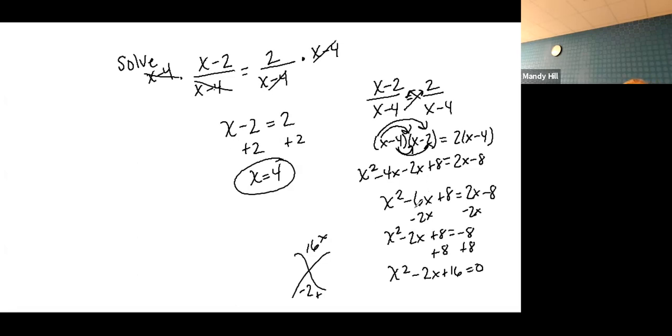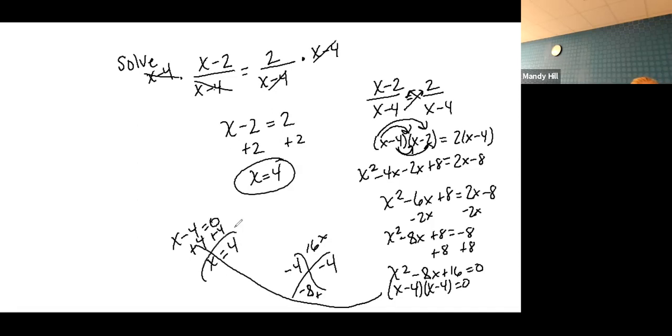Sorry about that. Negative 6x minus 2x, which is why you want to show your work. Negative 6x minus 2x is negative 8x when you put those two together. So this needs to be negative 8x. So we need something that multiplies to 16 and adds to negative 8 right here, which would be negative 4 and negative 4. So x minus 4 times x minus 4 is equal to 0. And then when we solve that, when is x minus 4 equal to 0? Well, x is 4.